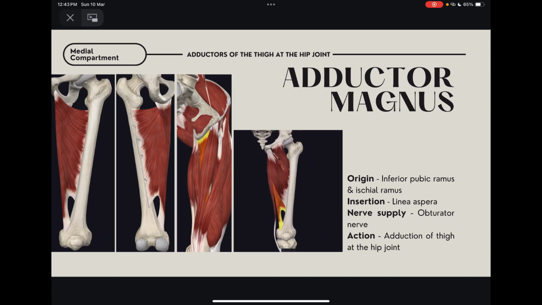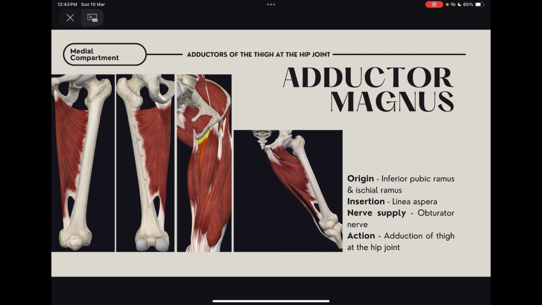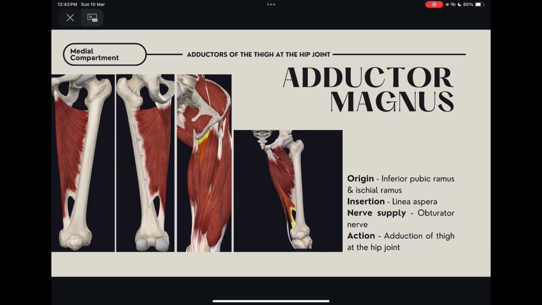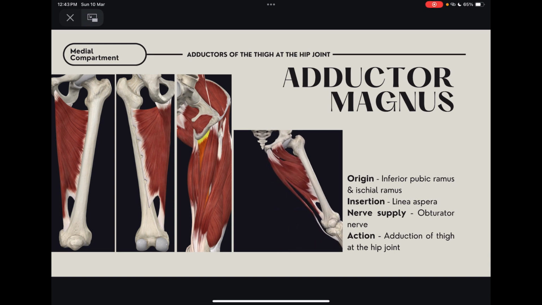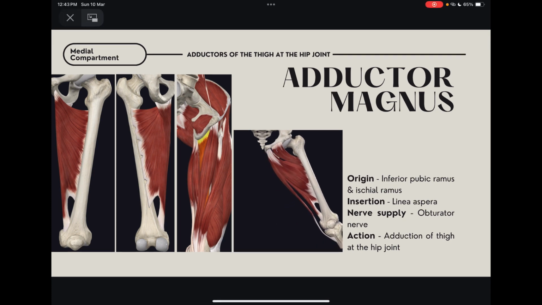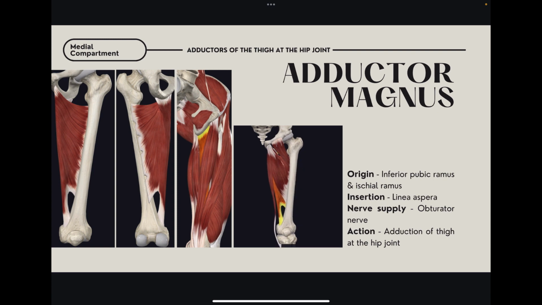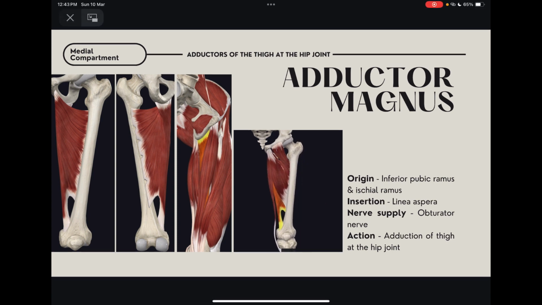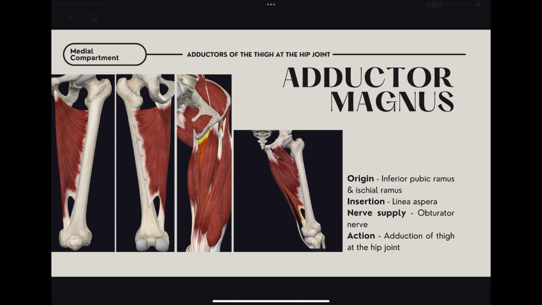Adductor magnus is this big muscle that actually has two parts. It has a part that will be part of the adductor muscles or the medial compartment, and another part of it will be in the posterior compartment. Both are coming from the inferior pubic ramus and ischial ramus, which is the same origin as gracilis muscle. So inferior pubic ramus and ischial ramus is the origin of the gracilis muscle.